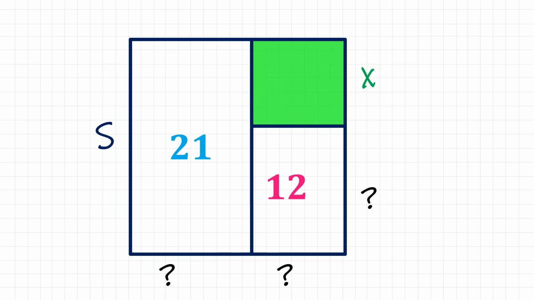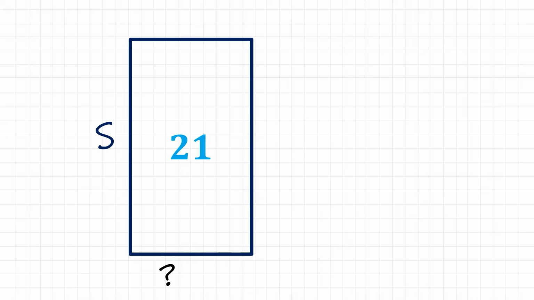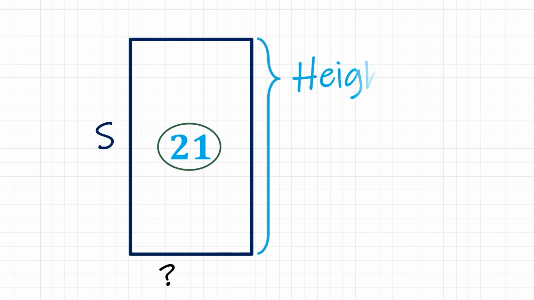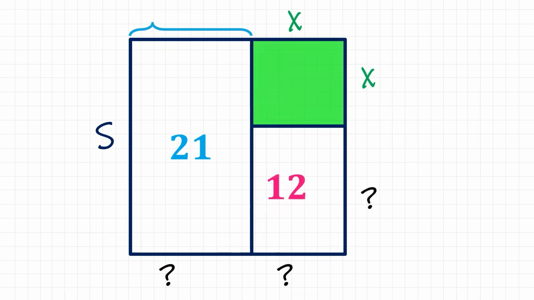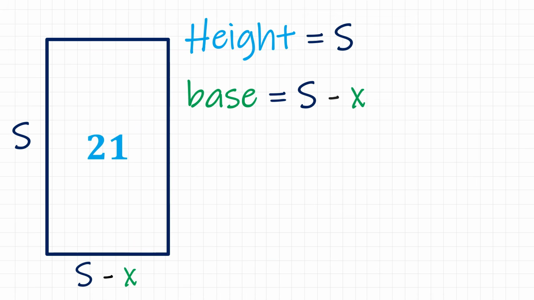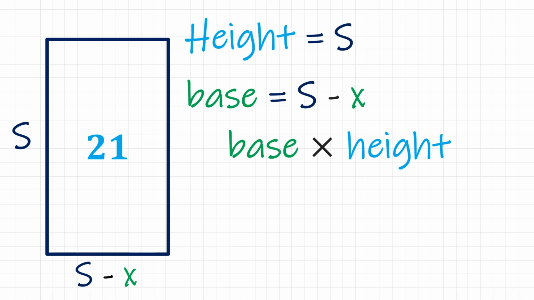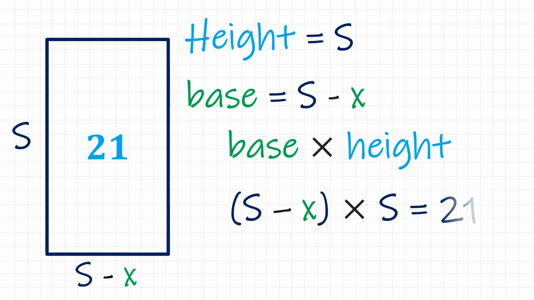Focus your attention on the tall rectangle on the left, which has an area of exactly 21. What are its dimensions? Its height spans the entire shape, so its height is simply S. But what about its width? The total width is S, and the green square takes up a width of X. That means the remaining width for this rectangle must be S minus X. Since area is base times height, our first mathematical truth is this: (S minus X) multiplied by S equals 21.